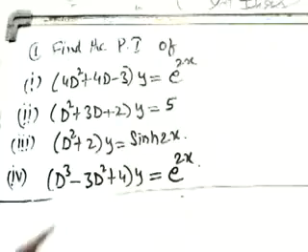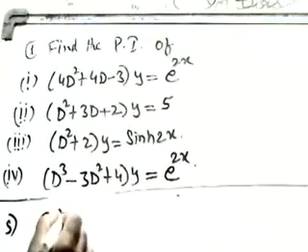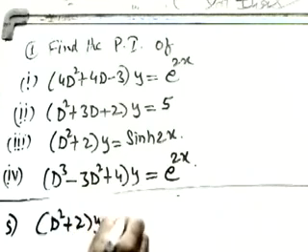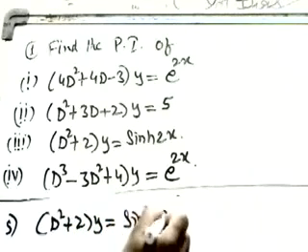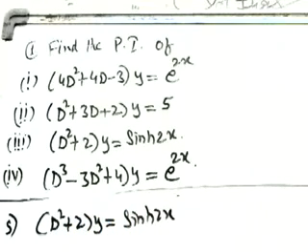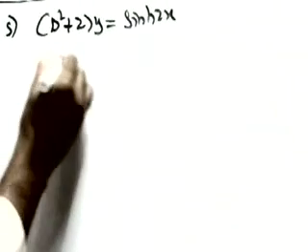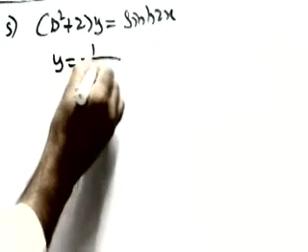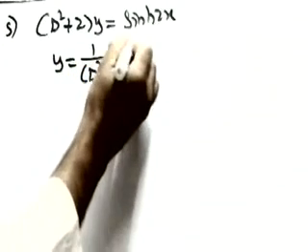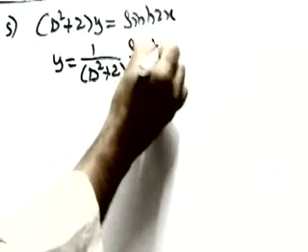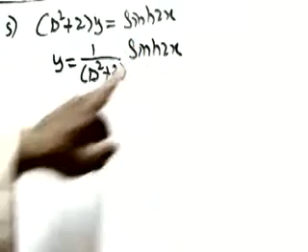Now let me do the third question. What is the third question? See here. (D² + 2) y = sinh 2x. Now bring D to the other side. So we get y = 1/(D² + 2) sinh 2x.